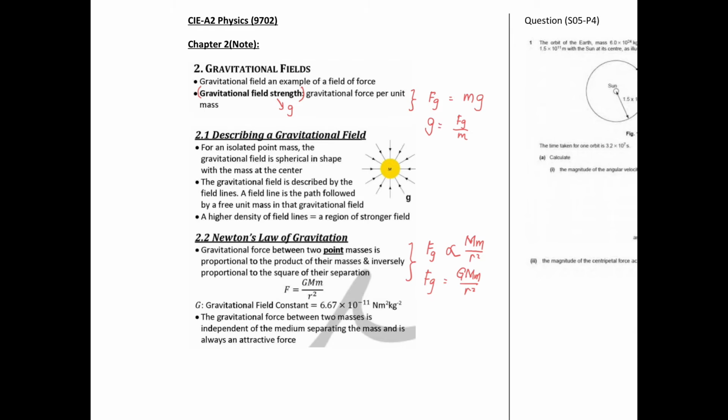Gravitational force, so let's say an example. If you have the sun and the earth, let's say the big circle is the sun. The sun has mass capital M. The earth has mass small m. The distance is from the center of the mass.